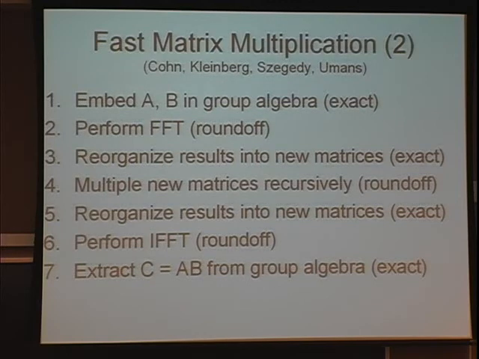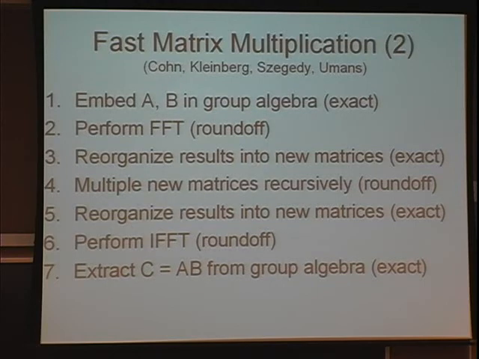Then you reorganize the results into new matrices that are smaller, and you have to multiply them. So it's going to reduce large matrix multiply into small matrix multiply. You multiply these new matrices recursively by calling the same algorithm. You get some round off. You take the output, reorganize it, produce inverse FFTs, and extract the coefficients. So this is at a very high level what this recursive algorithm looks like. It has some flavor of Strassen, but you can see it's not really quite the same as Strassen.